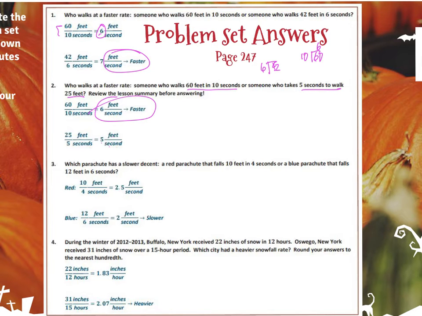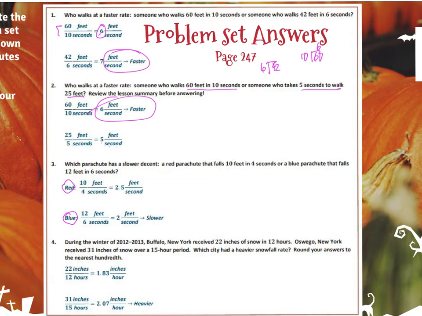Got it. Okay, so then I drop down to problem 3, and it says which parachute has a slower descent? So which one is going to fall to earth slower? A red parachute that falls 10 feet every 4 seconds. So they've got it set up for red. And then the blue one falls at a rate of 12 feet for every 6 seconds.